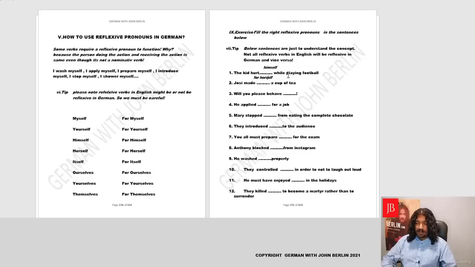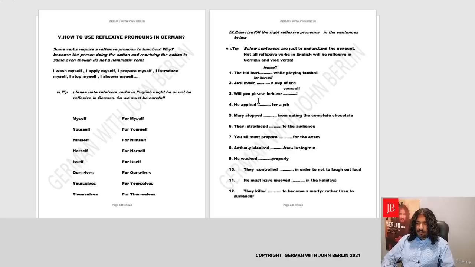Again I'll repeat, when the accusative part of the sentence is a person, you'll have an accusative reflexive pronoun, no problem. But when the accusative part of the sentence is a thing, you'll have a dative reflexive pronoun, like for myself, for yourself, etc. Okay, will you please behave? Now it'll be yourself. So we could write here yourself. This is accusative.